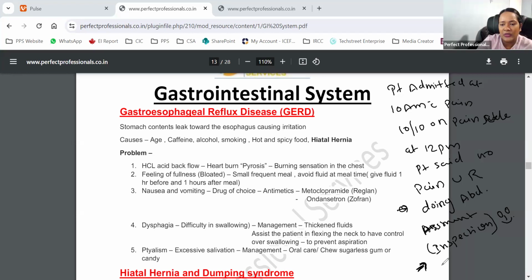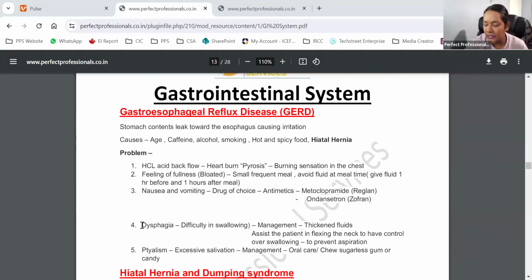Yes, Cullen sign. Okay, now what is this Cullen sign? Cullen sign is a bluish discoloration around the umbilicus. Okay, around the patient's umbilicus you will see bluish discoloration. That is a sign and symptom of peritonitis. That's called a Cullen sign. Okay, good.